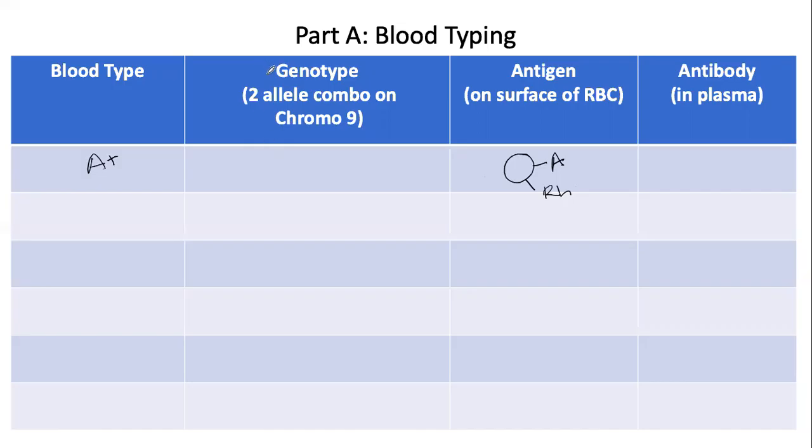But we call this a genotype. The genotype is the two-allele combo that codes for blood type, or for a gene. A chromosome has many genes on it, and there's a gene that codes for blood type. An allele is one possible version of that gene, or one possible blood type, and then you have another one. So let me explain this.